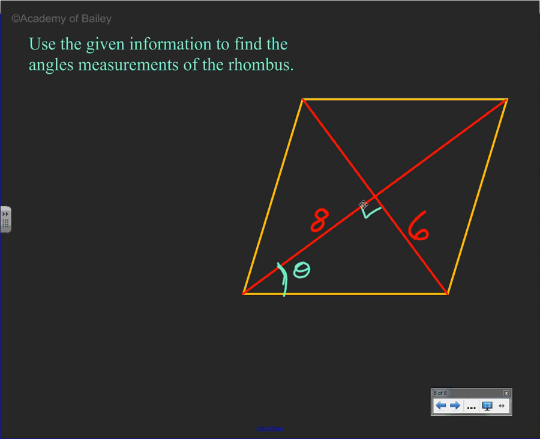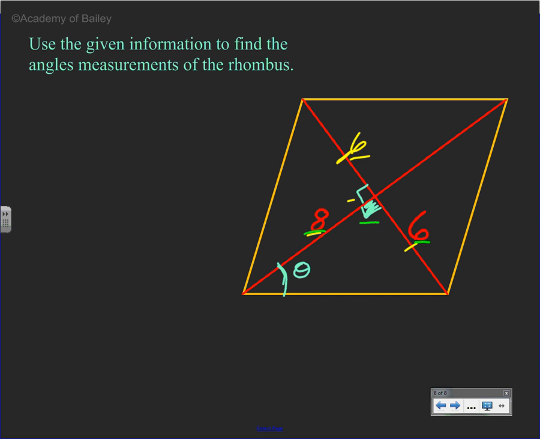If we know what theta is, let's go back to our properties of a parallelogram. We know the diagonals bisect each other. So if this is 6, this one must also be 6. And if we have a right angle here, this must also be a right angle. So now we have side, angle, side, so those two triangles are congruent.